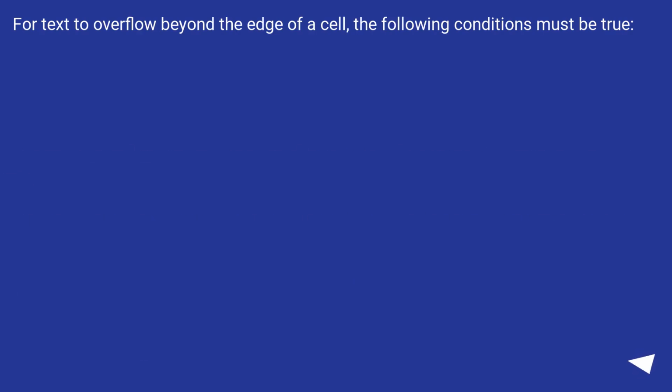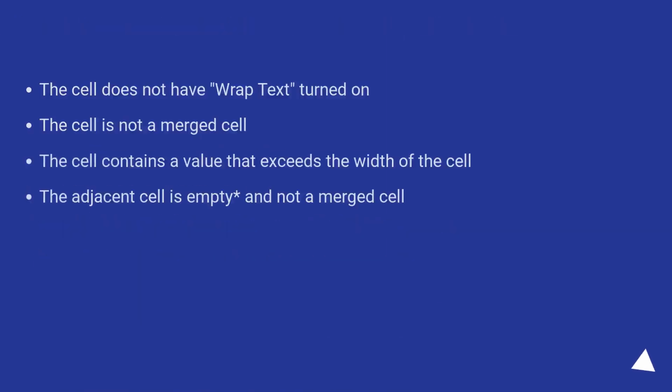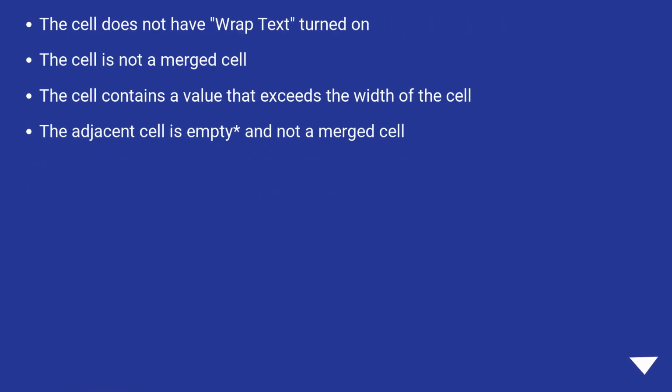For text to overflow beyond the edge of a cell, the following conditions must be true. The cell does not have wrap text turned on. The cell is not a merged cell. The cell contains a value that exceeds the width of the cell. The adjacent cell is empty and not a merged cell.